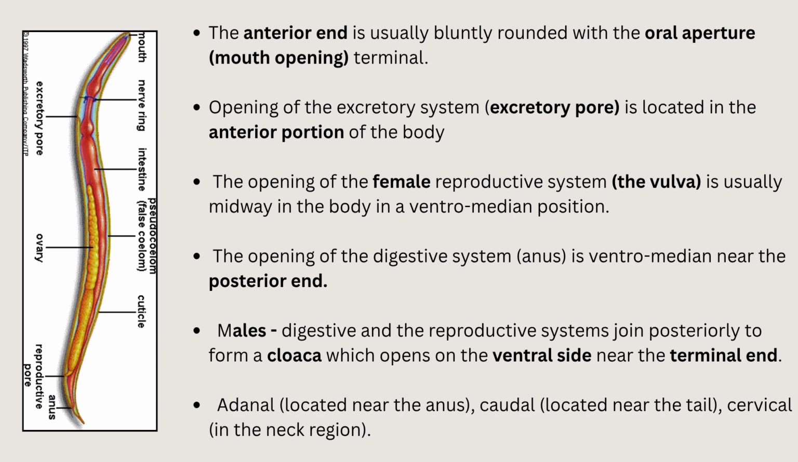Let's start with the mouth. Before starting with the mouth, what are the important openings of the nematode? It can be the mouth, the excretory pore, the vulva in case of females, and the anus, and there is the cloaca in case of males. So let's talk about the mouth. The mouth is usually found on the anterior portion of the nematode body, at the anterior terminal portion. On the left side of the image, left side of the PPT, you can see the mouth at the terminal end.